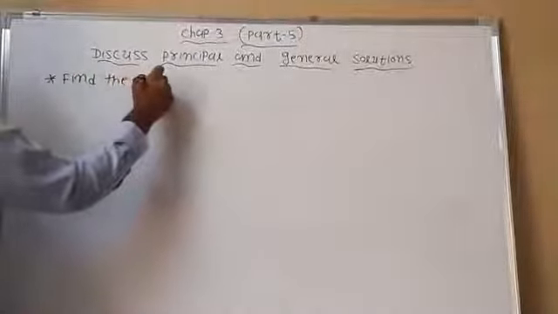Only find out the general solution. First question: sin 2x plus cos x is equal to 0. So we know that sin 2 theta is equal to 2 sin theta into cos theta.